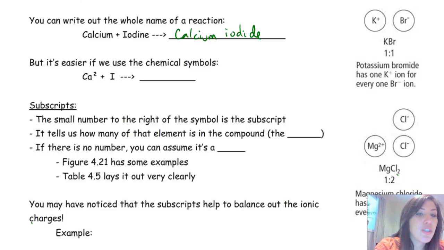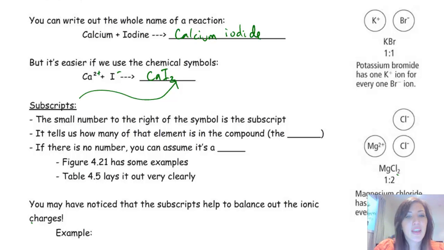So calcium, this should be 2+, and iodine, 1-. These come together to make CaI with the little subscript 2. So this subscript is the 2 at the bottom, CaI2, just to make it more clear there. The small number to the right of the symbol is the subscript, and it tells us how many of that element is in that compound, and it tells us the ratio. So for example, there are 2 iodides per calcium.